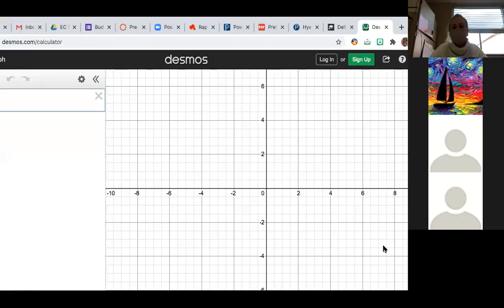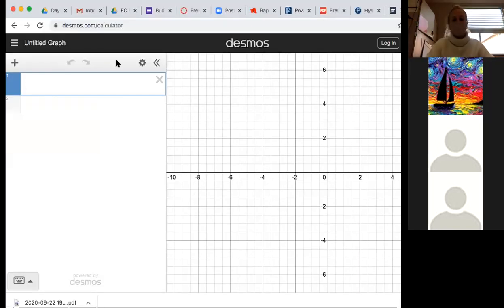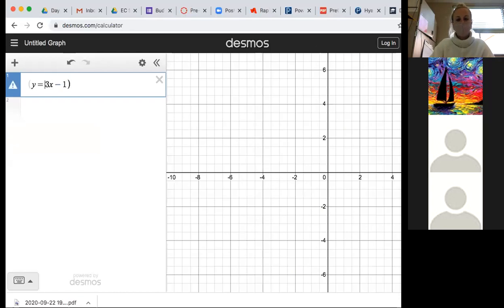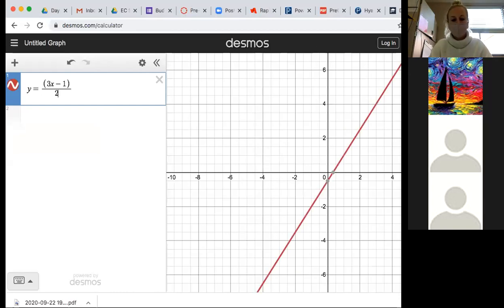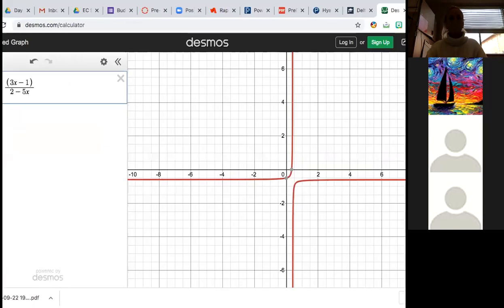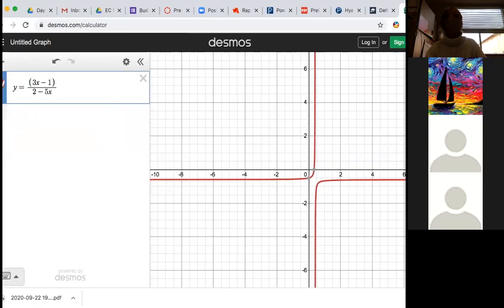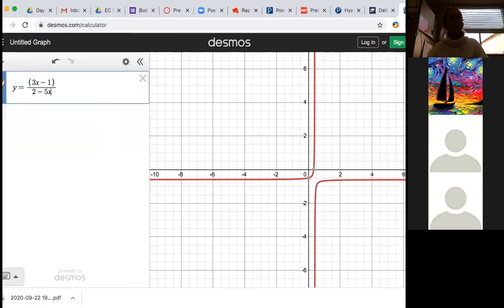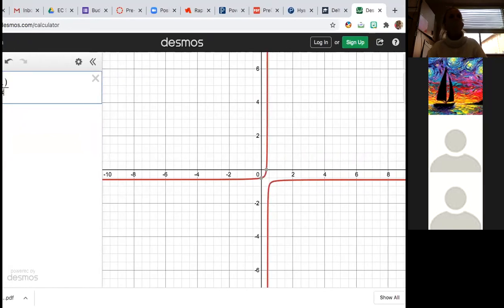All right. Share screen, share to Desmos. All right, children, so check it out. If they just give you a rational function and they ask you to find the features, so y equals (3x minus 1) divided by (2 minus 5x). Check out the cool graph. Does everybody see the cool graph? Yay, so cool. So exciting, right?